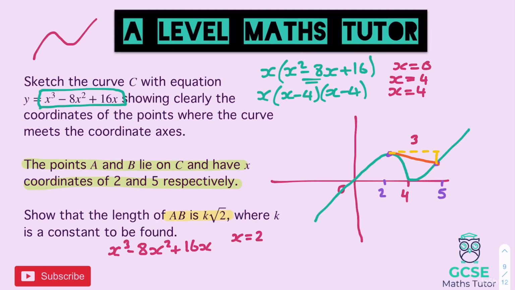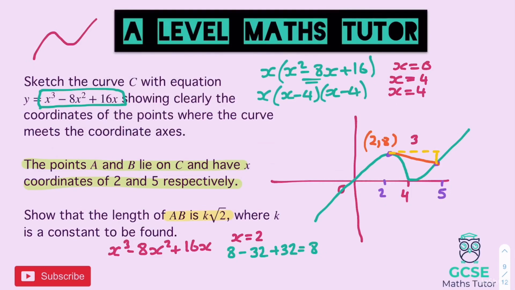2 cubed is 8, so we get 8, take away 8 lots of 2 squared. 2 squared is 4, so 8 times 4 is 32, so take away 32. There we go, and then we have got add 16 lots of 2, so add 32. There we go, so we've got 8, take away 32, add 32, and that gives us a value of 8. So that coordinate there, we can write that one in. We have 2 as our x coordinate and 8 as our y coordinate. There we go.